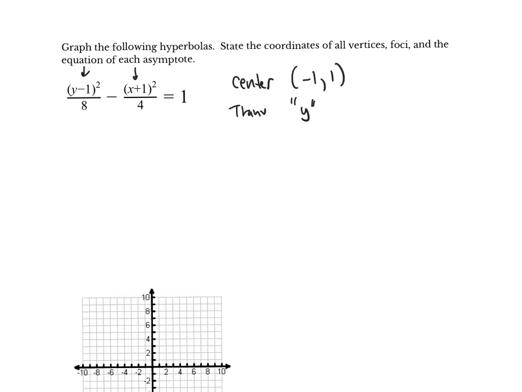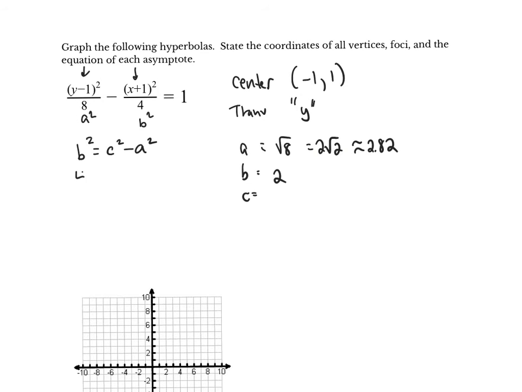Now as far as a, b, and c, right away I know a is going to be the square root of 8, or 2 radical 2, which is about 2.82, just to help us out down the line. And b is going to be 2, because remember this is always a squared and this is b squared. So we can find c. Same way we have before. We know b squared equals c squared minus a squared. So b squared is 4 equals c squared minus 8. So c squared equals 12. So c equals the square root of 12, or 2 square root of 3.